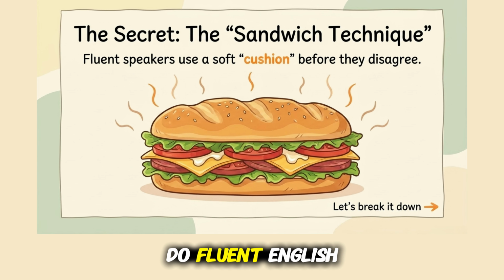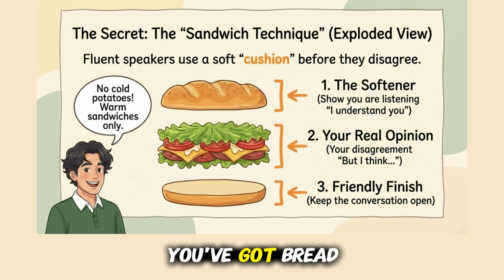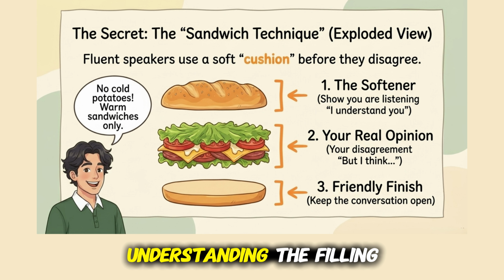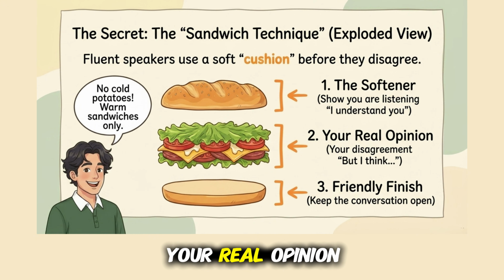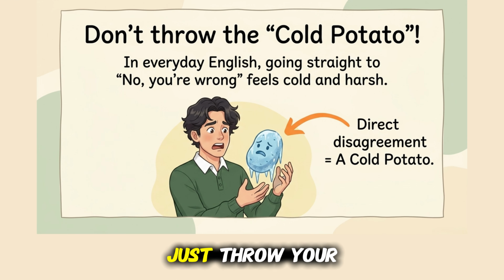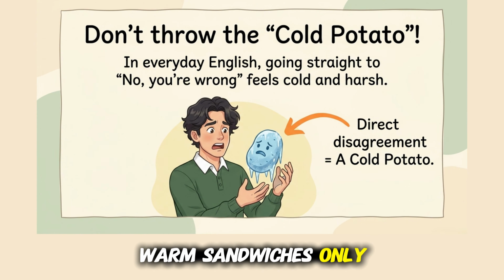Exactly. So what do fluent English speakers do? They use what I call the sandwich technique. Oh, tell them about that. Okay, so imagine a sandwich. You've got bread on top, filling in the middle, bread on the bottom. The bread is something warm or understanding. The filling is your disagreement, your real opinion. And the bottom bread, that's where you keep the conversation positive and open. So you never just throw your disagreement at someone like a cold potato. No, no cold potatoes, warm sandwiches only.